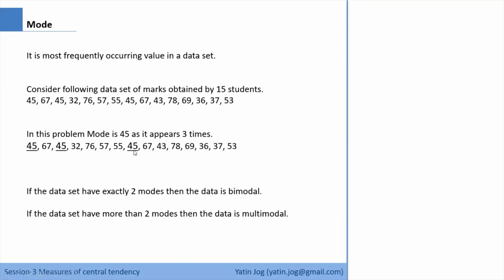Now suppose in this data set I have another observation, the 16th observation, 67. Then 45 is present 3 times, and 67 is also present 3 times. That means I have 2 values with maximum repetitions, 45 and 67. So that becomes a bimodal data set. If a data set has exactly 2 mode values, then the data is bimodal.